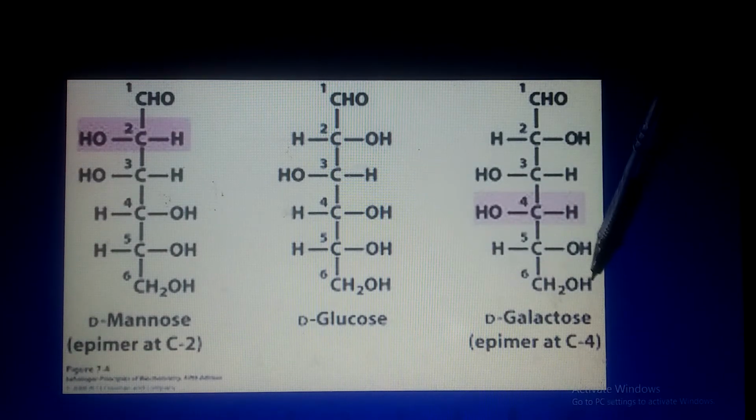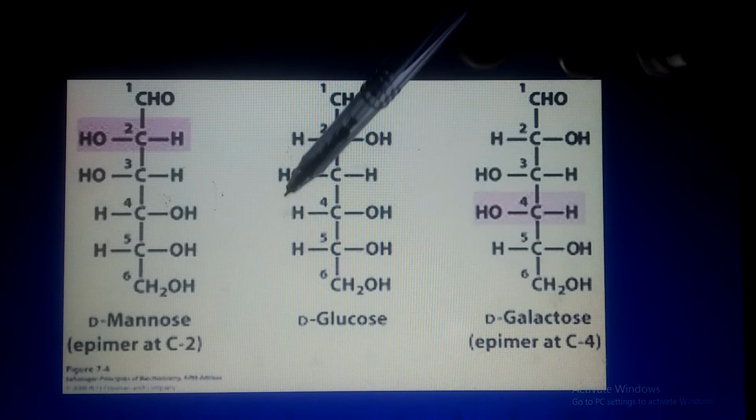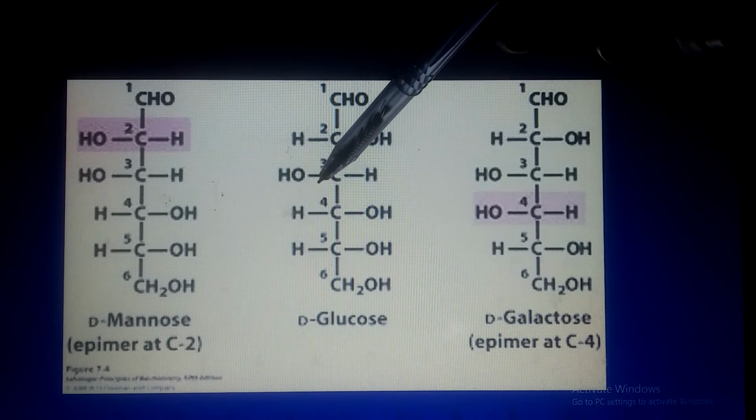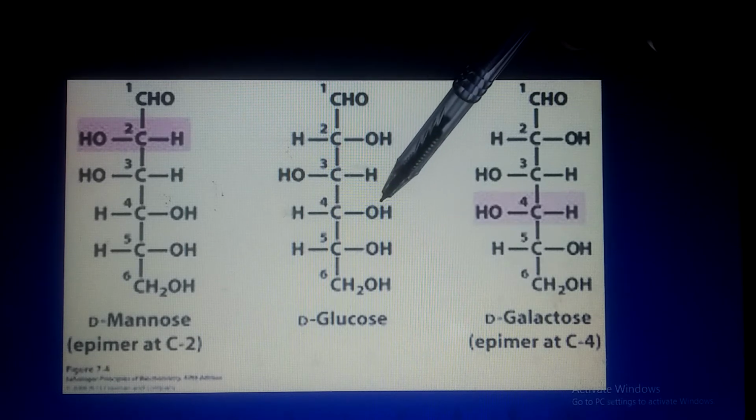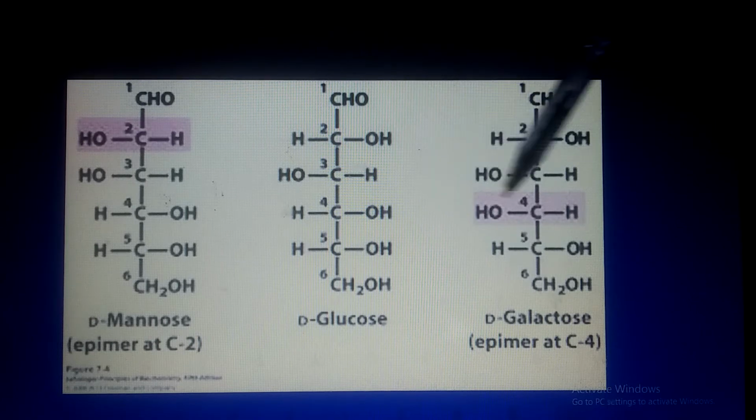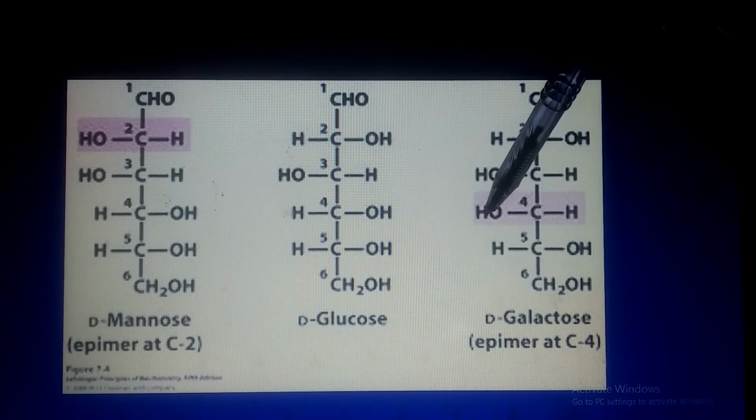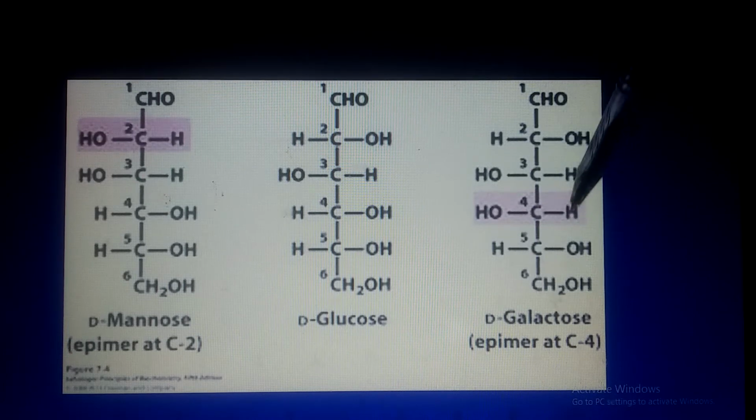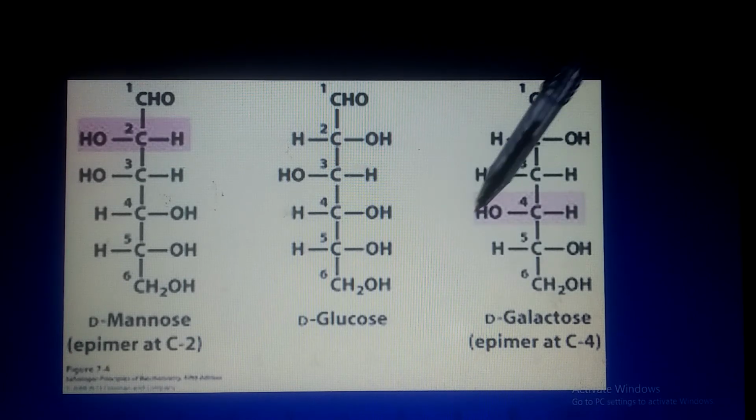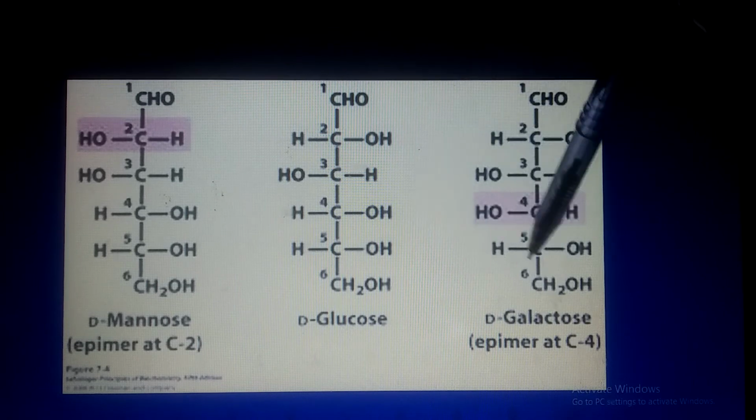And you can see here at carbon number 4, in the case of glucose, hydrogen is present on the left side and hydroxyl is present on the right side. But in the case of galactose, hydroxyl is present on the left side and hydrogen is present on the right side. So glucose and galactose are epimers of each other because they are different at carbon number 4.